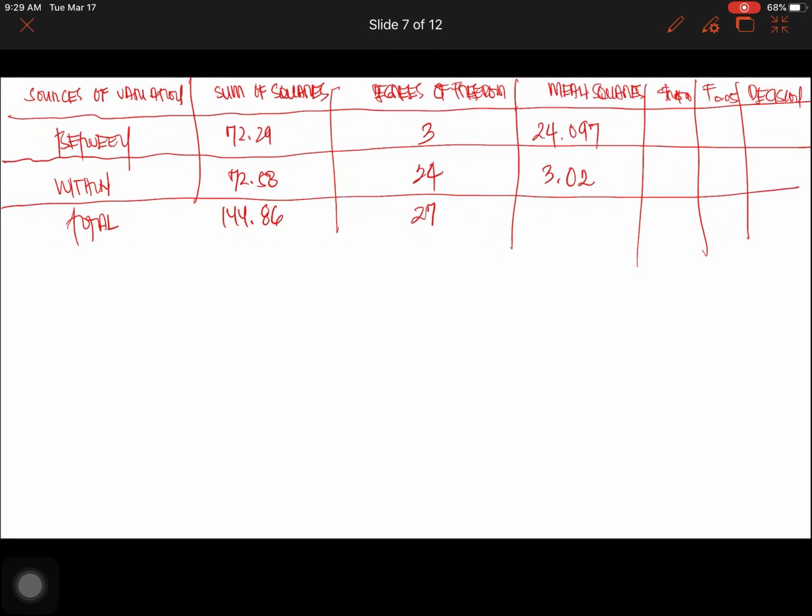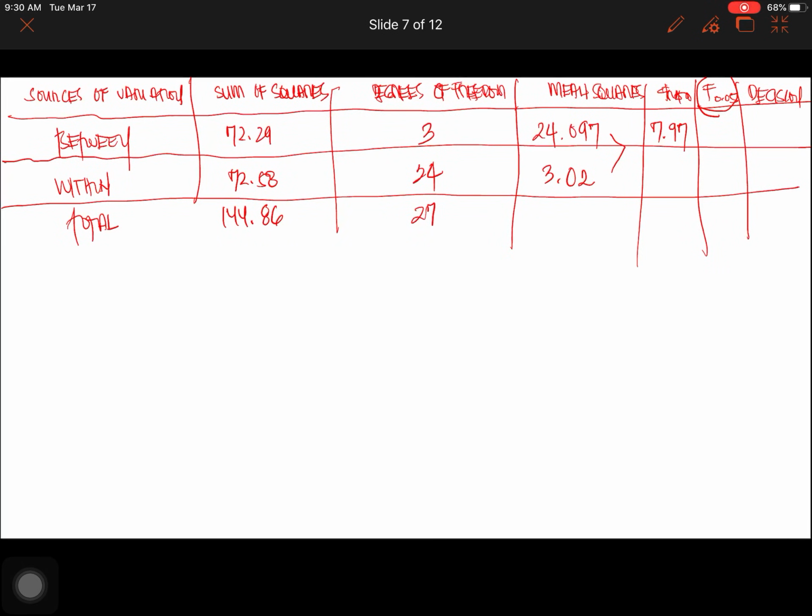We have there 3.02. For the F ratio, that is equal to the mean square between divided by the mean square within. And that gives us 7.97. So for the F at 0.05, okay, we are going to get this in your table at the back of your book. The last table at the back of your book on page 306 to 308. Okay?